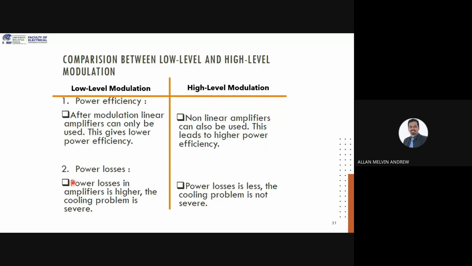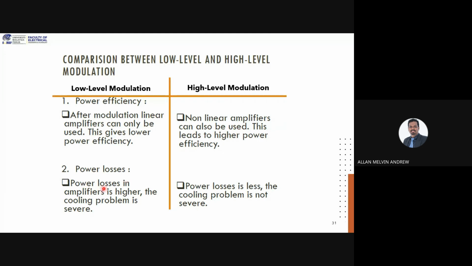Okay, then in terms of power losses, power losses in the amplifier are higher for low level modulation. Why are power losses higher? Because most of the power will not be utilized properly and it will be converted to heat. The amplifier will become hot, and the electrical energy will be converted to heat energy, and it will be released to the environment.